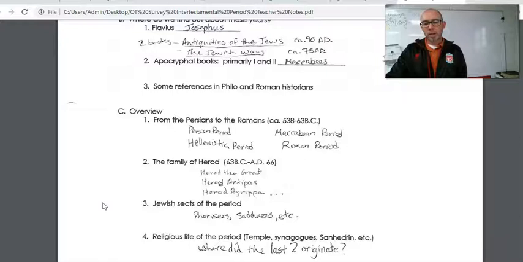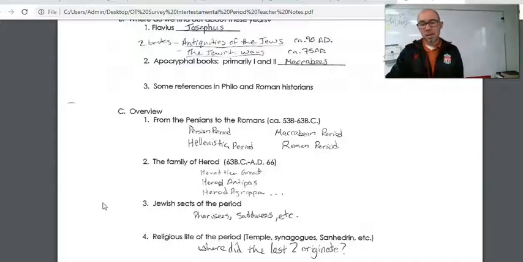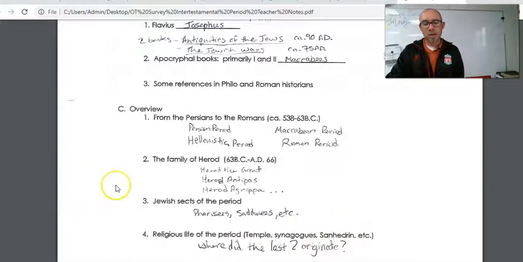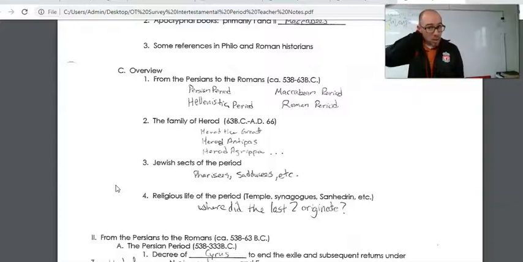Fourthly, we're going to look at the religious life of the period: the temple, the synagogue, the Sanhedrins, kind of like the Supreme Court. Very interestingly, today the Jewish parliament is called the Knesset, which just basically is the same word for the synagogue. And so we're going to look kind of in detail as where these last 2, the synagogue and the Sanhedrin, originated. Yeah, so that's our overview.